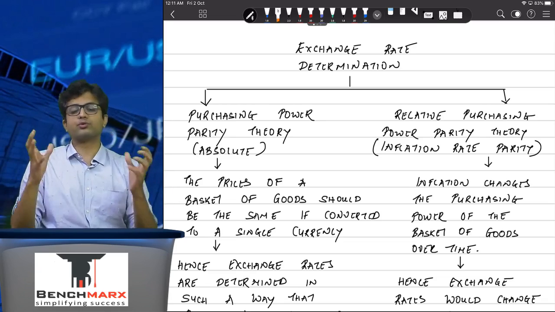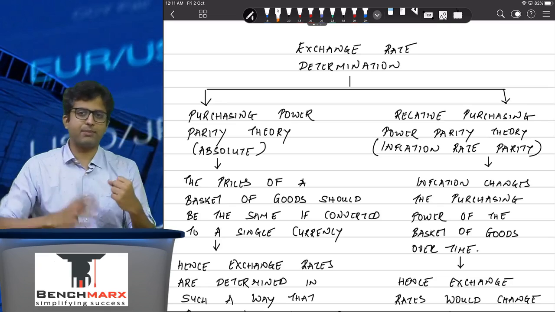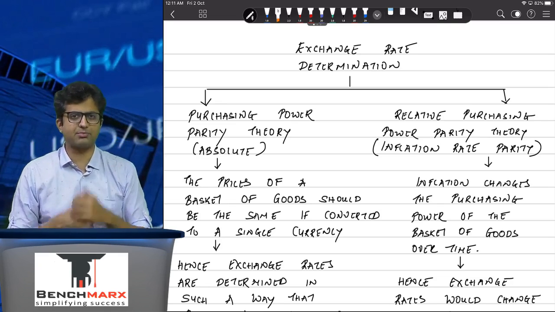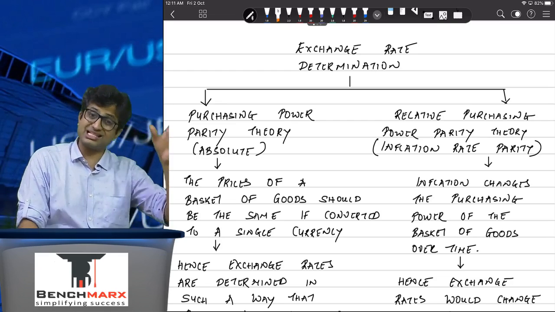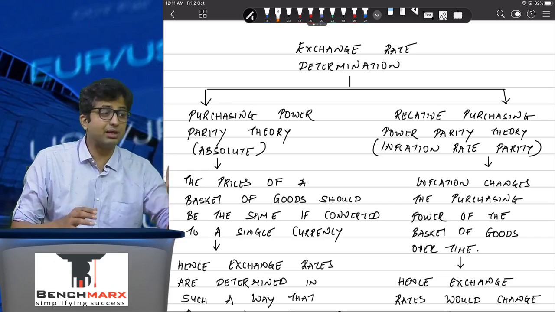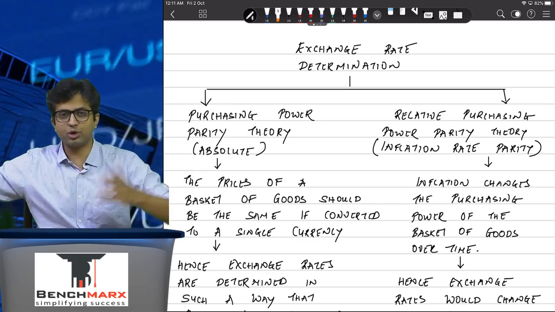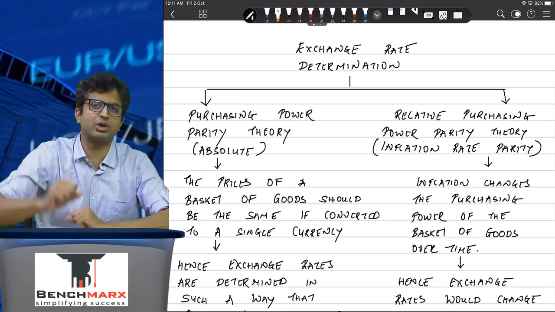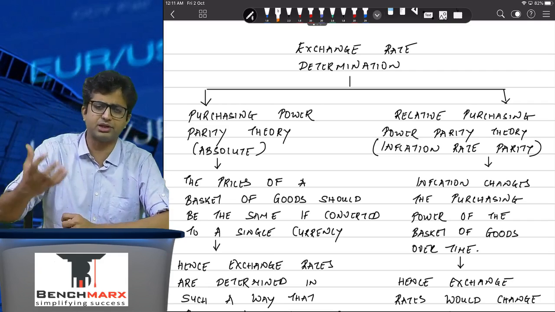That is a basket of goods. For example, pens, what $1 can buy is exactly what 50 rupees can buy. And this is based on, again, the property that we have studied in school, that if A is equal to B and if B is equal to C, then A is equal to C. So for example, if $1 equals 50 pence and 50 pence equals 50 rupees, well, by default, $1 equals 50 rupees. That is what you call the absolute form of the purchasing power parity theory.